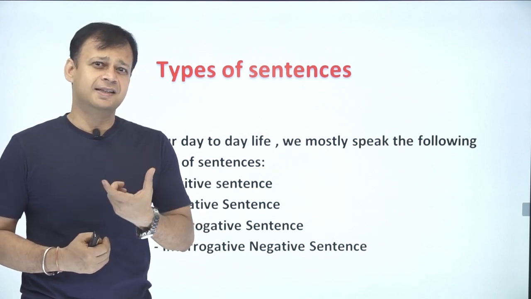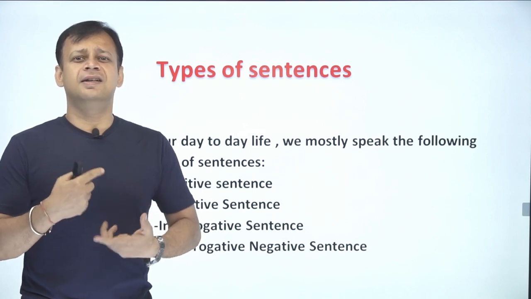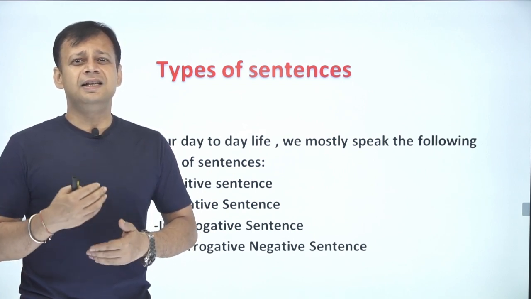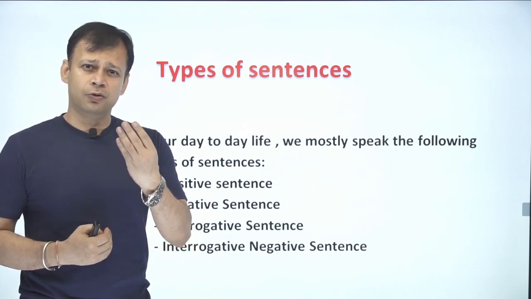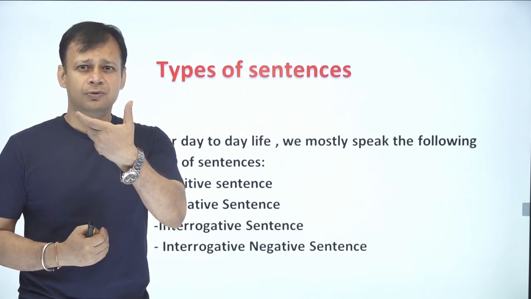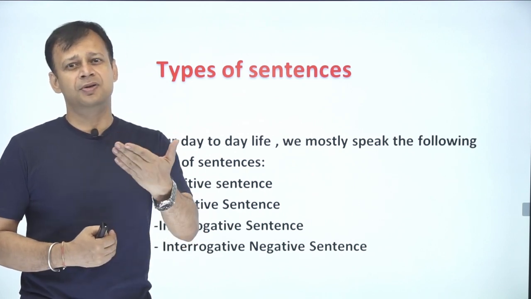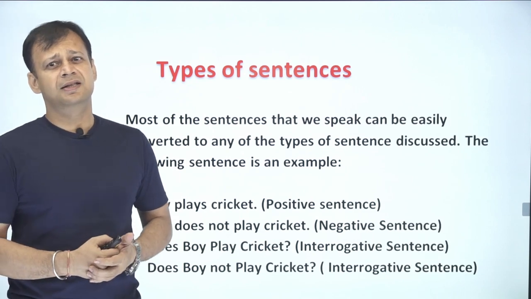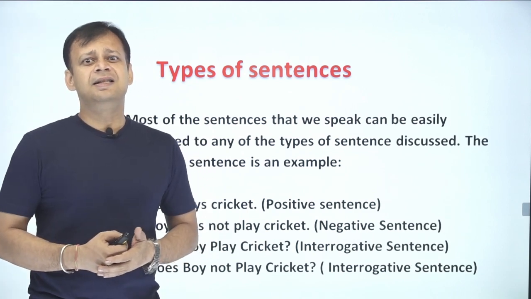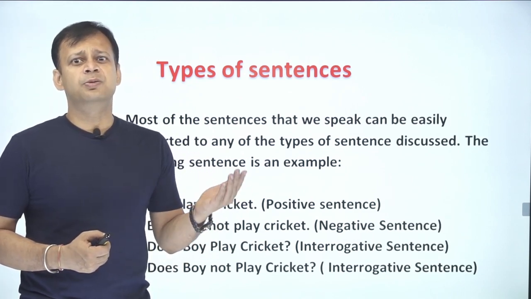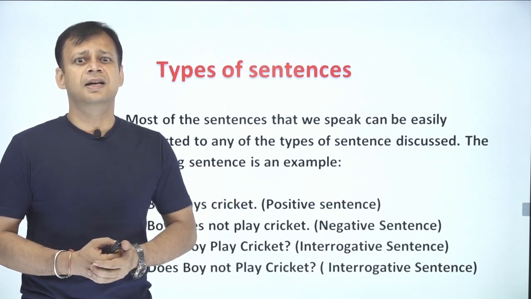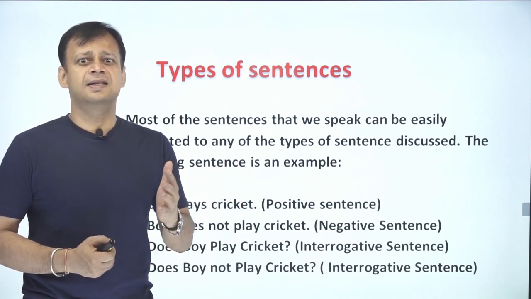So if we understand how we can interchange these sentences, we can easily understand how to speak 4 types of sentences from one basic sentence, that is a positive sentence. Most of the sentences that we speak can be easily converted to any of the types of sentence discussed in our previous slide.